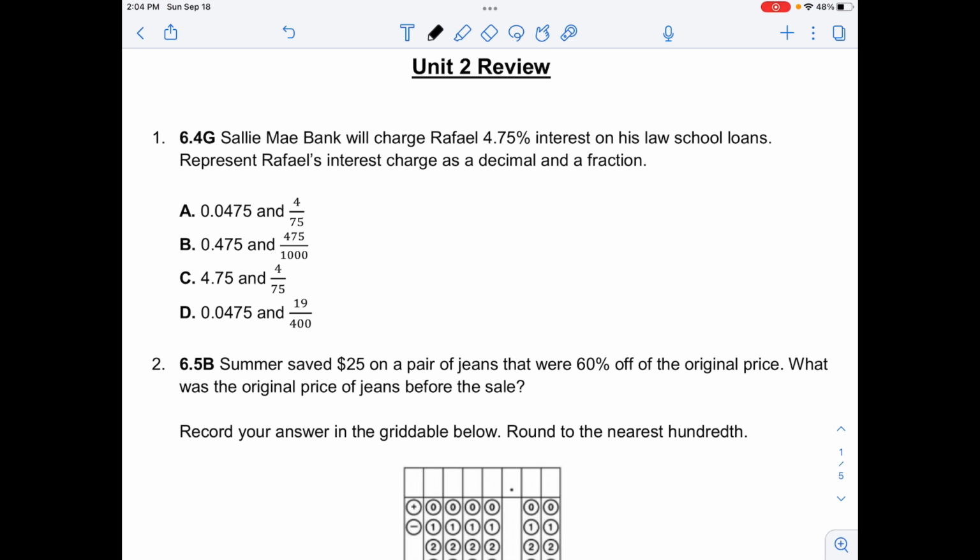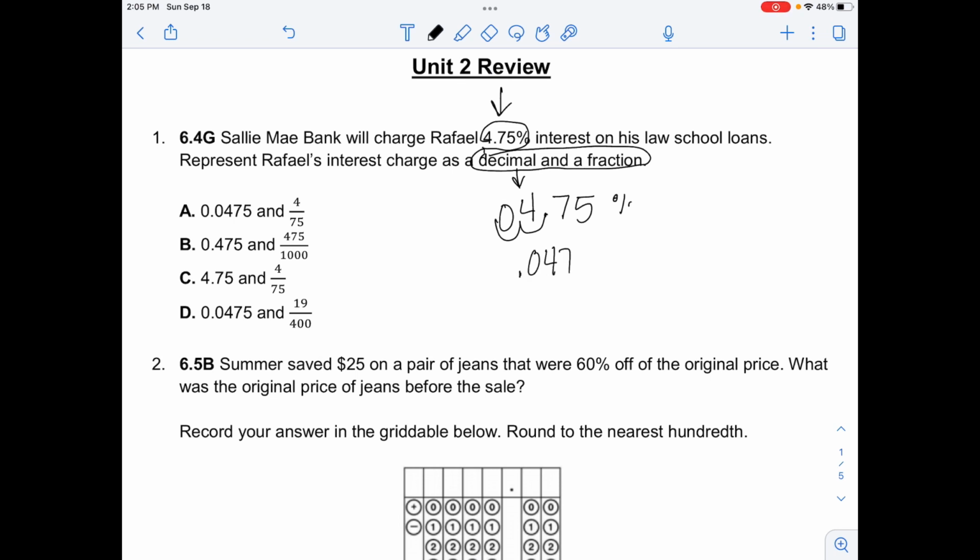Number 1, Sallie Mae Bank charged Raphael 4 7/75% interest on his law school loans. Represent Raphael's interest charge as a decimal and a fraction. Okay, so right here we have 4 7/75%. So it is in a percent, and we have to represent it in a decimal and fraction. So remember, when I'm changing this to a decimal, I move it 2 places to the left. 1, 2. Okay, so there is my decimal.